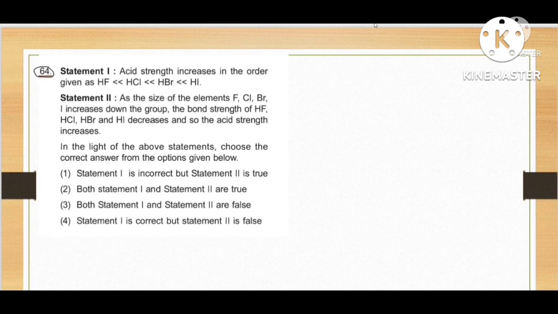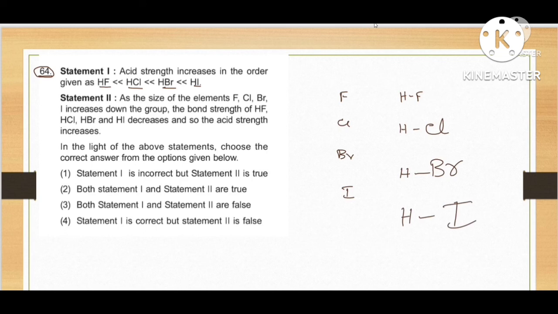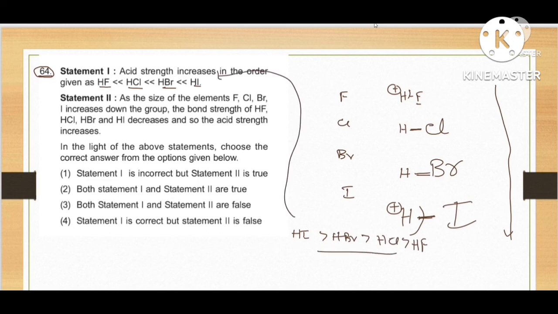Now let us see the 64th one. Statement 1: acid strength increases in the order HF, HCl, HBr, HI. Now statement 2: as the size of the elements fluorine, chlorine, bromine, iodine increases down the group, the bond strength of HF, HCl, HBr, HI decreases, so the acid strength increases. Fluorine is small in size, chlorine is bigger, bromine bigger still. From top to bottom the size increases and the bond weakens, so it easily gives H plus ions. That's why the acid strength order is HI greater than HBr greater than HCl greater than HF.